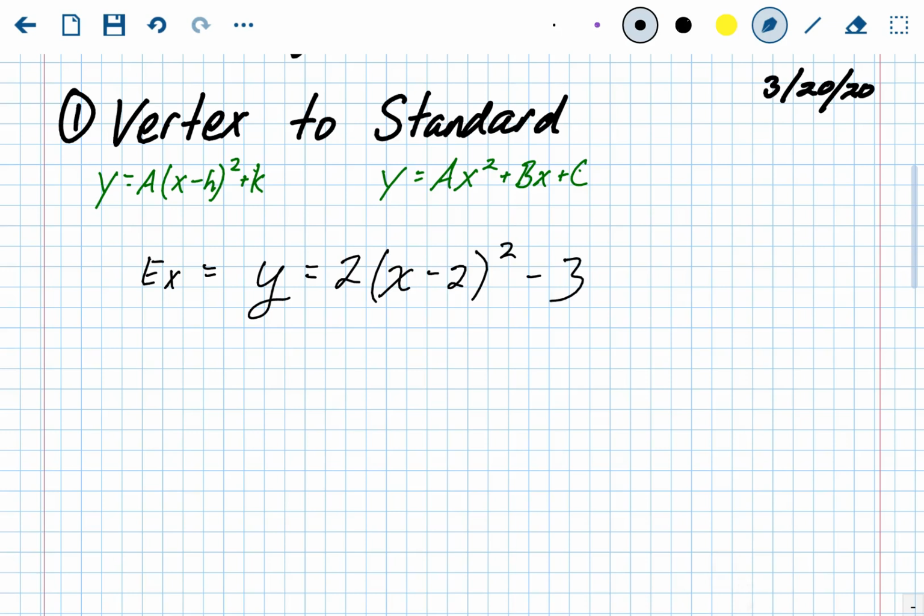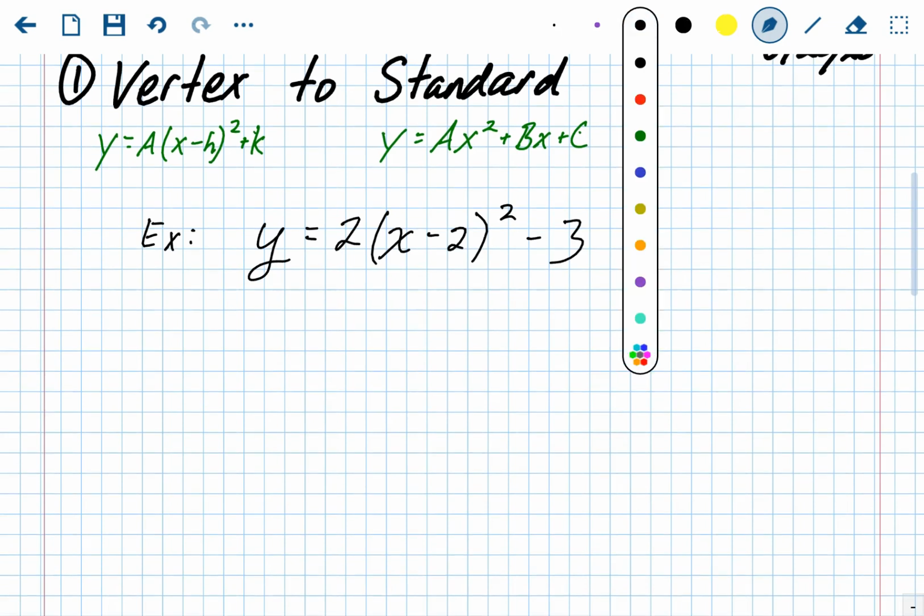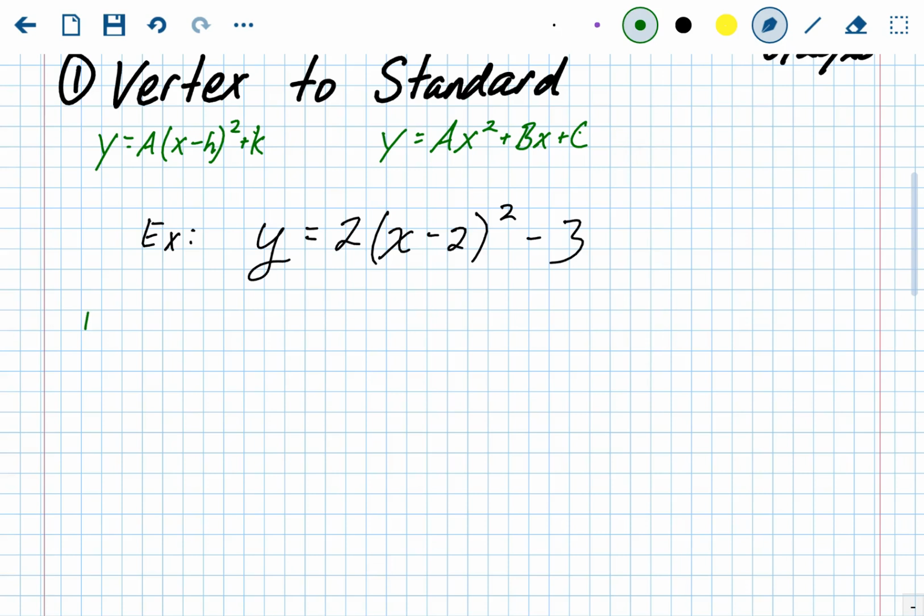minus 3. Now, just looking at this, you should be able to identify the vertex. The vertex is going to be 2, negative 3, but we don't really care about that right now. We're just going to try and convert it. Vertex form is good for finding the vertex and axis of symmetry, those are easy. To convert it to standard form, the first thing you want to do is expand it.